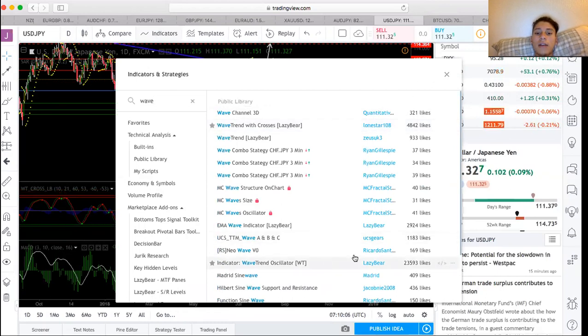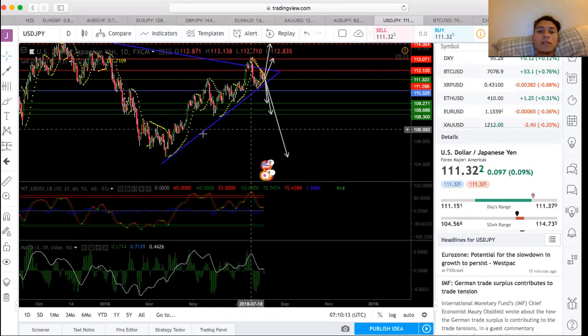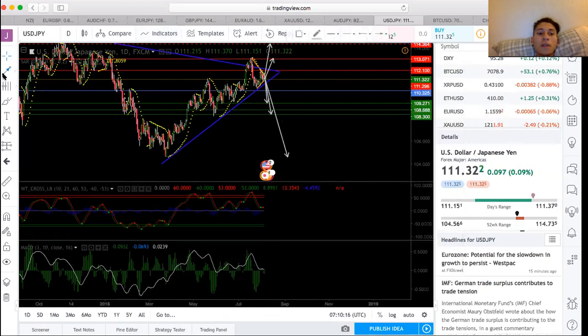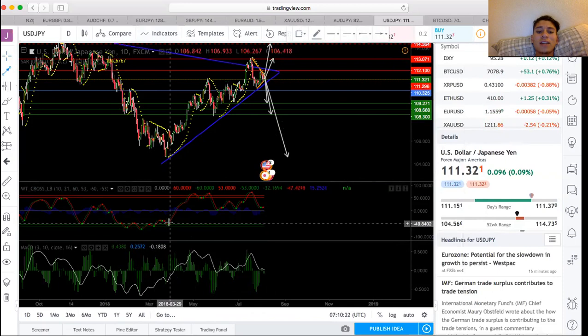Lazy Bear had one down here that I love. Lazy Bear is a beast. But Lazy Bear is not so lazy. He be catching mad pips, and I'm upset that he didn't tell me about this earlier. So essentially what this does is it's like a MACD mixed with your stochastic mixed with, I don't even know, God only knows.